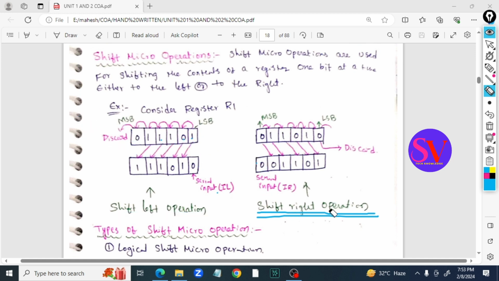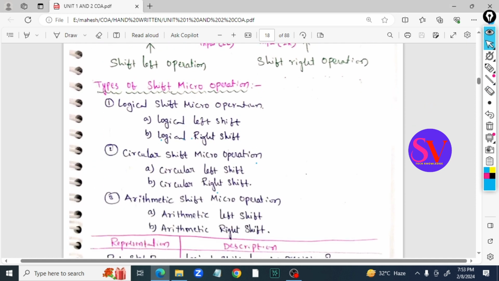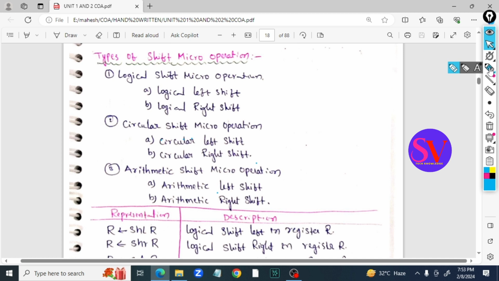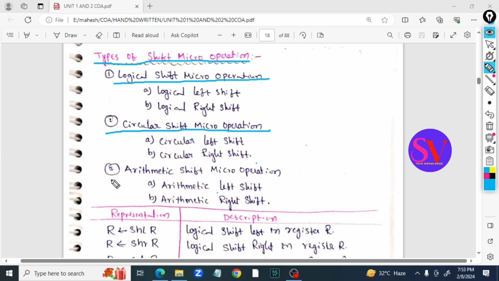In shift micro operation we have multiple types. Here we can see the types of shift micro operations. Mainly we have three types. First is logical shift micro operation, second is circular shift micro operation, and third is arithmetic shift micro operation. And in each type we have two subtypes.